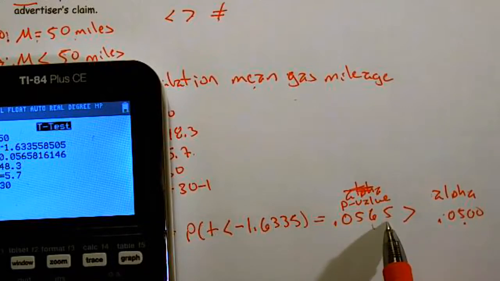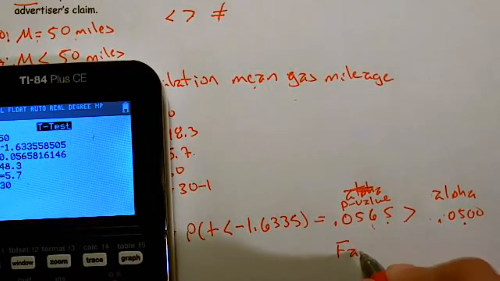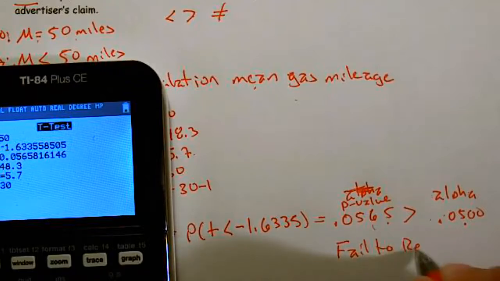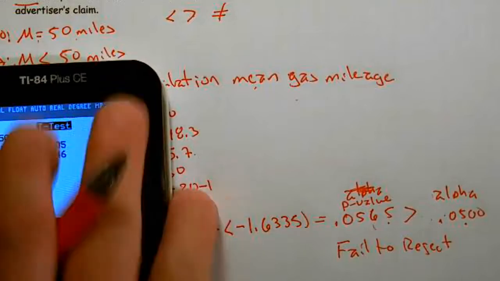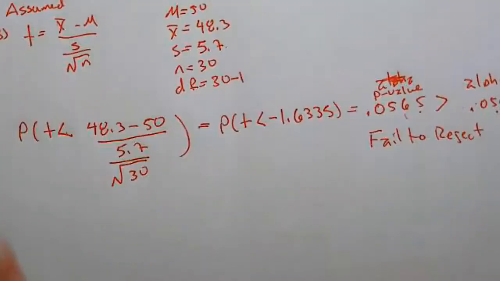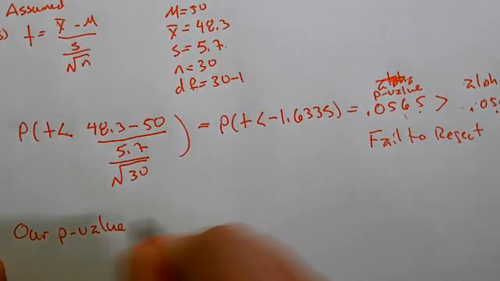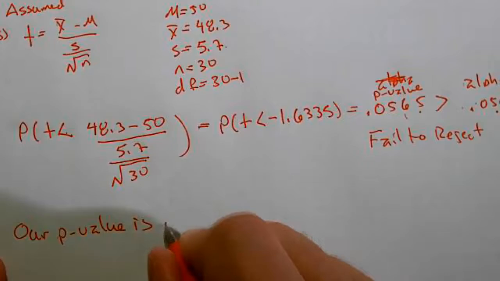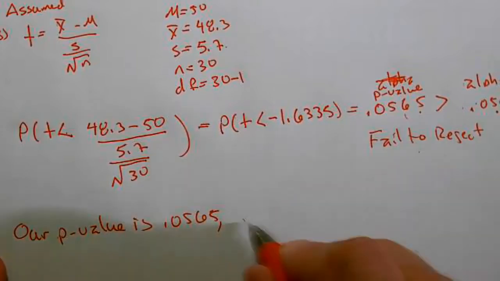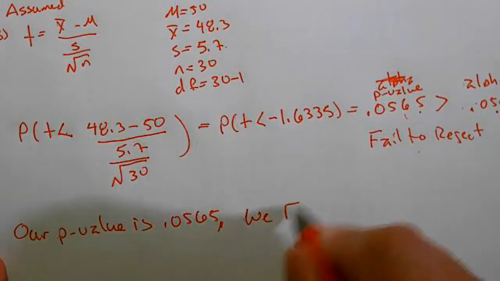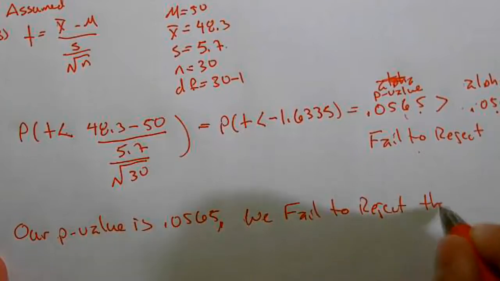All right, and remember, when we look at our recipe, if the p-value is greater than alpha, our decision is to fail to reject. All right, we fail to reject. So that's our decision. So now we need to write our conclusion. Our p-value is 0.0565. We just calculated that right there. What was our decision? We fail to reject the null.